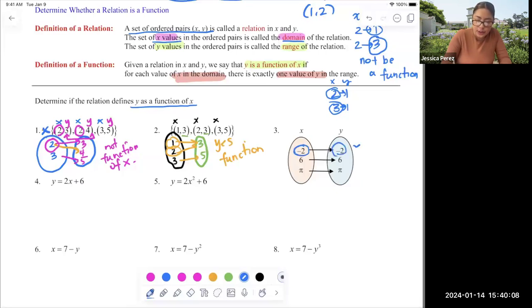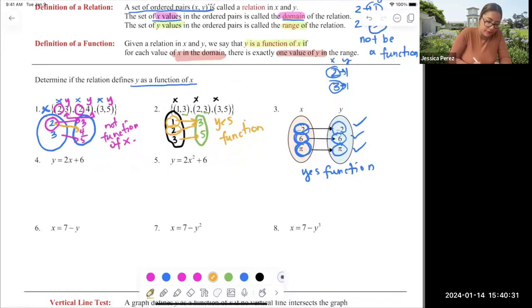And then the last one. You say, well, -2 goes to -2. Okay, that's good. 6 goes to 6. They all have one y to go to, even though they're the same. Notice that your x and y are the same. That's okay. This is yes, a function, because no same x goes to different y's.